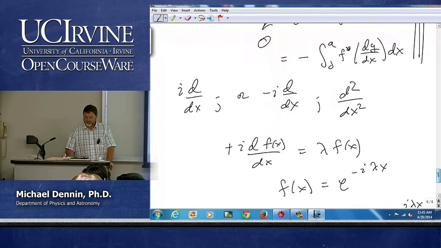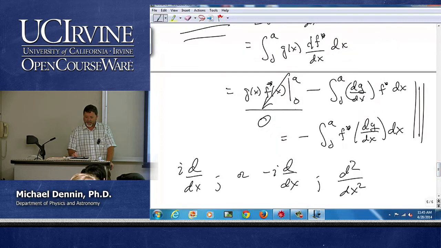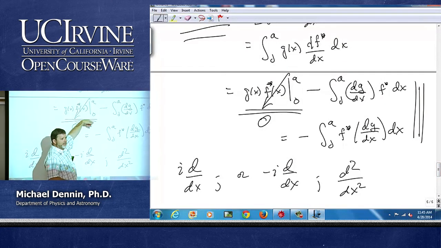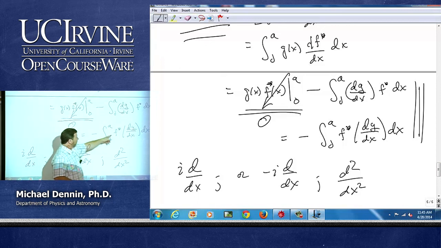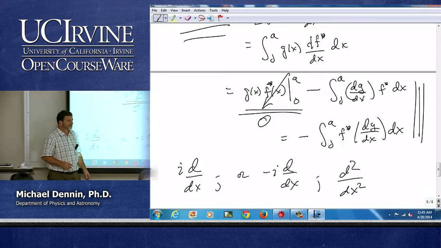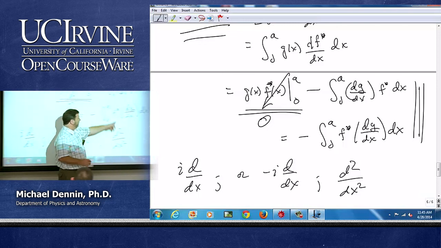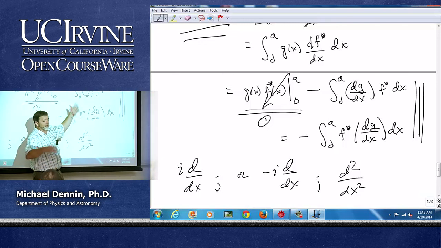This is a particular statement that at this point, what I want to do is evaluate these both at A, subtract that, and evaluate them both at 0. The integral is not the function at 0 and A. It's some integral of this. No, I have to take the derivative of g, multiply by f star, and do the actual integral.